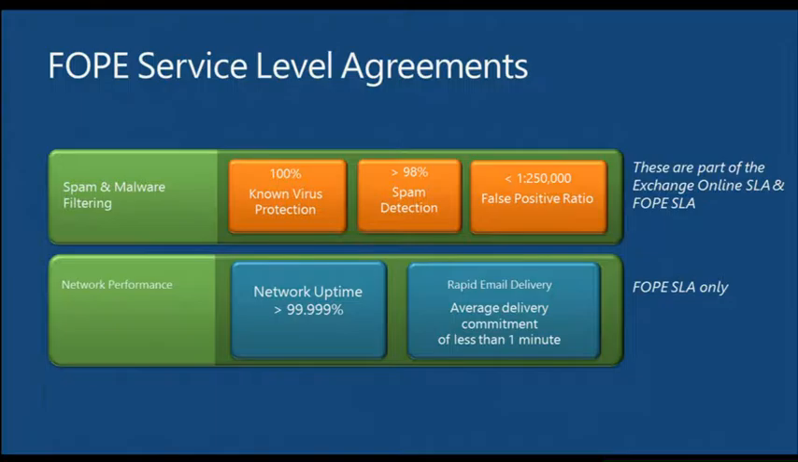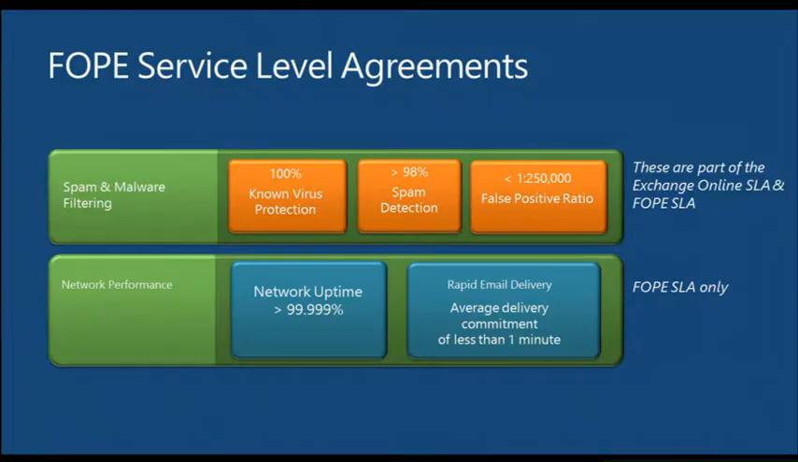So as you can understand, FOPI becomes a fairly important part of your messaging infrastructure. It's where all the mail flows into, and generally speaking, where all your mail flows out from as well. So service level agreements are critical. So we've got some pretty good stats here. 100% known virus protection, greater than 98% spam detection, and 1 in 250,000 false positives.